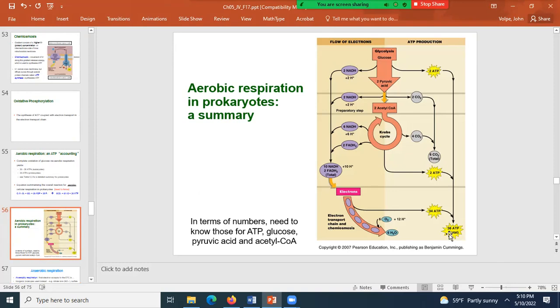So this is showing you aerobic respiration in prokaryotes. You do need to know the numbers of ATP made in each step: glycolysis 2 ATP, the Krebs cycle 2 ATP. We're talking about per molecule of glucose. And then 34 molecules in the electron transport chain. You do need to know the other steps along the way too.